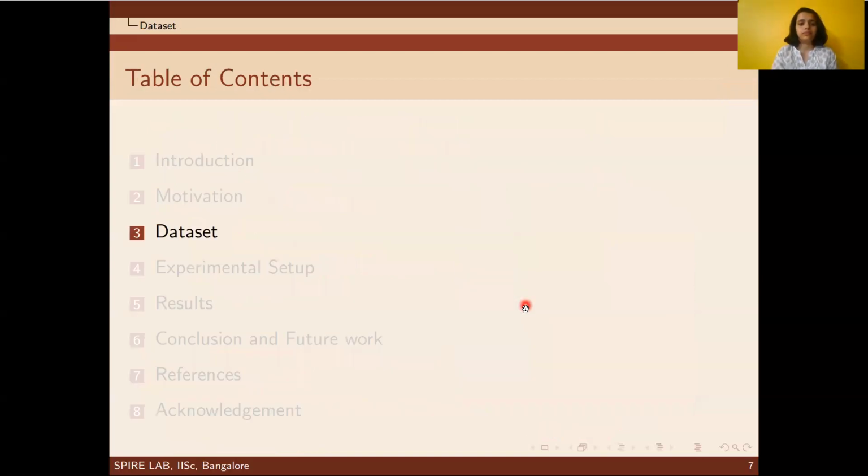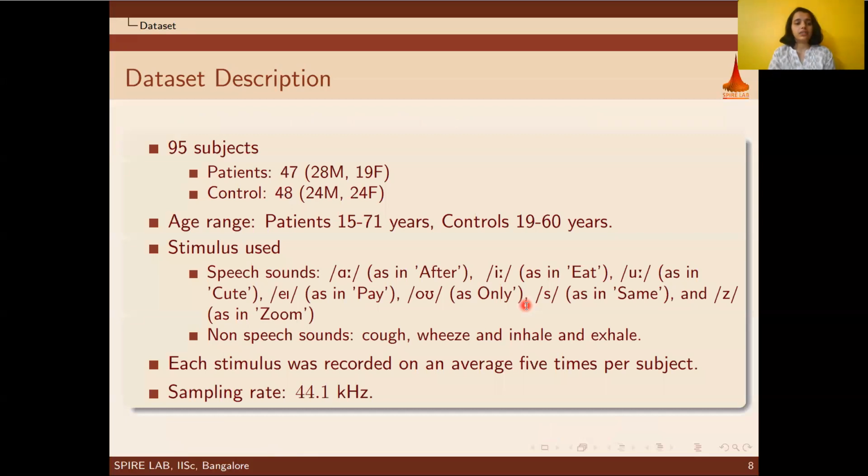In this work, we use data which is collected from 95 subjects. Out of 95 subjects, 47 are patients and 48 are controls. We tried to maintain the data to be gender balanced. The age range of patients was between 15 to 17 years, and healthy controls was between 19 to 60 years. All healthy and patient data were recorded under the supervision of a doctor.